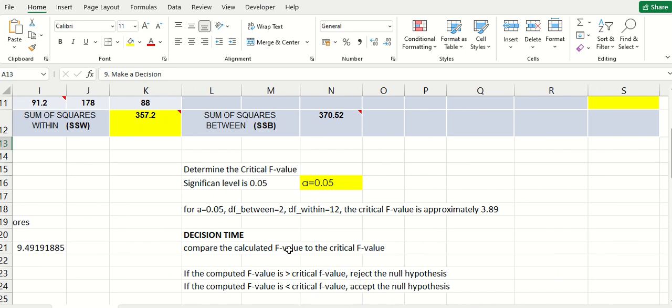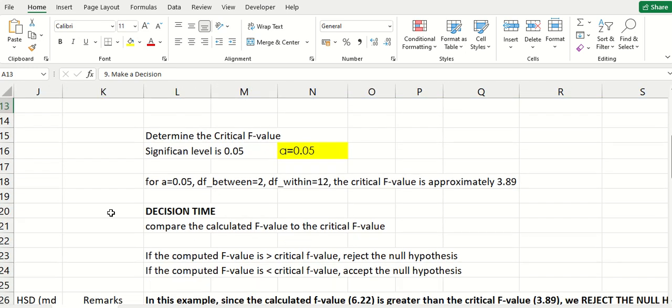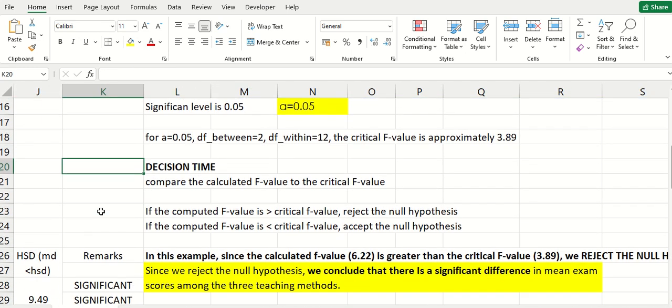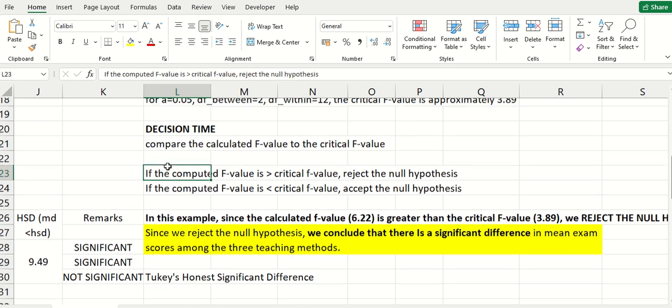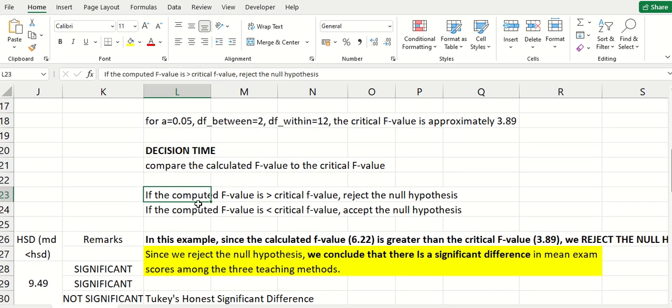Then let's create a decision. So how do we do it? Our decision is from 0.05, degree of freedom between 2 and degree of freedom within 12, and our critical F value is approximately 3.89. Our decision will just be a comparison. When the computed value is greater than our critical value, 3.89, we will reject the null hypothesis. But if our computed F value is less than the critical F value, we will accept the null hypothesis.